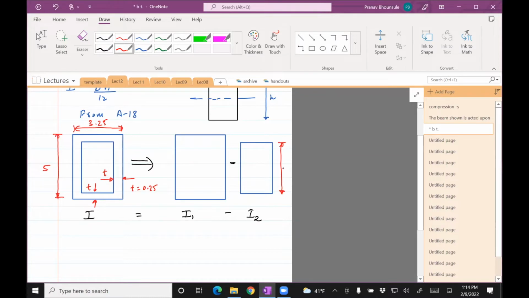Okay, so now we can find this dimension. It's going to be the height 5 minus 2 times the thickness, right? Because there's going to be thickness down and thickness up. So 5 minus 0.5, so it'd be 4.5. And in this dimension, the width is going to be 3.25 minus 0.25 on the left, 0.25 on the right. So it's 3.25 minus 0.5. So that's 2.75.